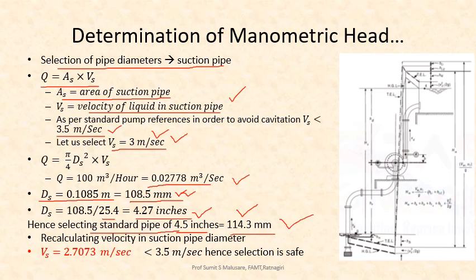So I have to recalculate the velocity in the suction pipe by considering this as the diameter, and this comes out to be 2.7073 meters per second, which is again less than 3.5 meters per second. Hence we can say that our design is safe.